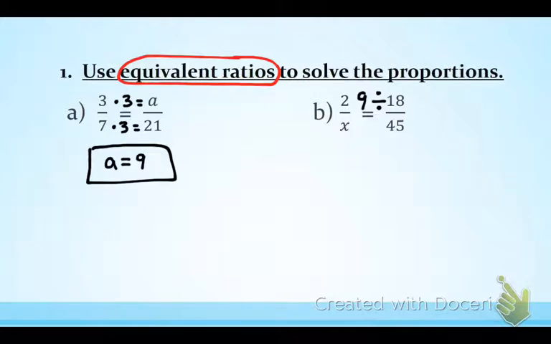So 18 divided by 9 equals 2. You're reading it backwards from this way. So now I've got to read the bottom side backwards. 45, I've got to do the same thing, divided by 9 equals 5.